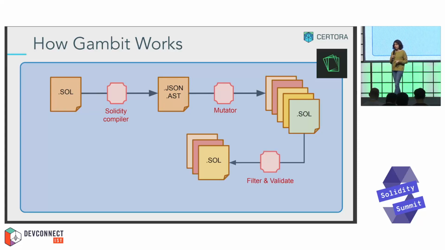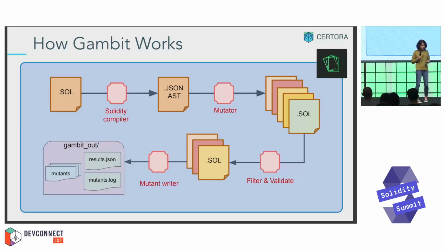And finally, we have this filter and validate mechanism. So Gambit, by default, is going to find all the possible mutants it can. Sometimes maybe you need fewer than that, so you can filter them out. And Gambit will also actually make sure that the mutants compile. So it calls the Solidity compiler on all the mutants and then filters out the ones that don't compile. Okay, and then the last step is the mutant writer. So this is basically going to take all the mutants and write them to disk, and it produces some interesting pieces of information. It produces a log. It produces some metadata about the mutants that we later use when we are doing verification of the mutants.